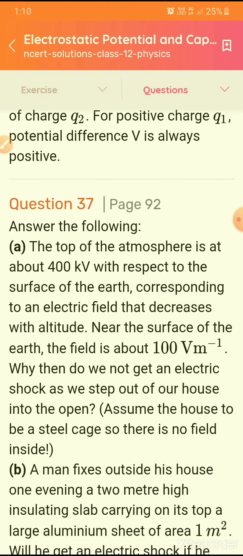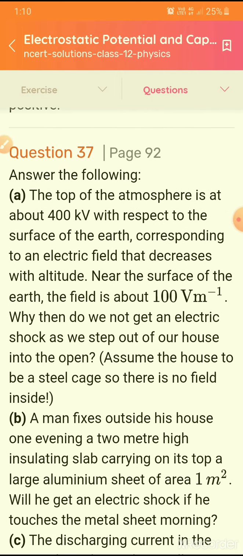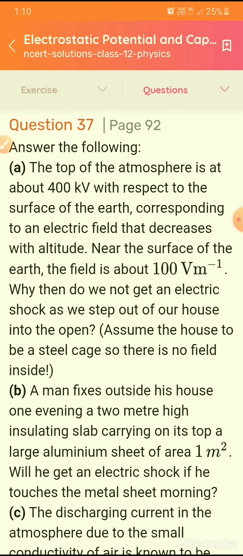Then we can go for the 37th question. Answer the following. The top of the atmosphere is at about 400 kilovolt with respect to the surface of the earth, corresponding to an electric field that decreases with altitude. Near the surface of the earth, the field is about 100 volt per meter. Why then do we not get an electric shock as we step out of our house into the open?